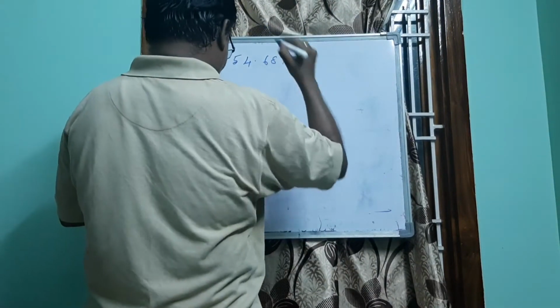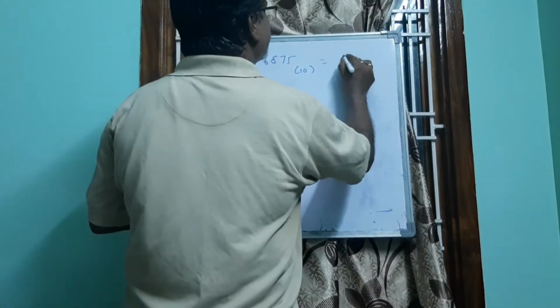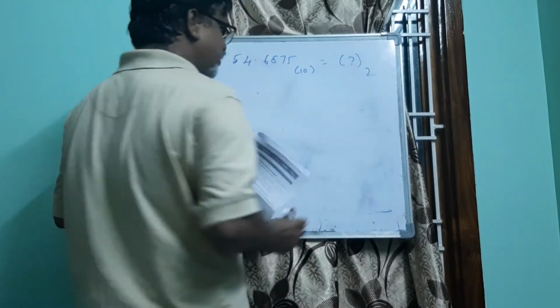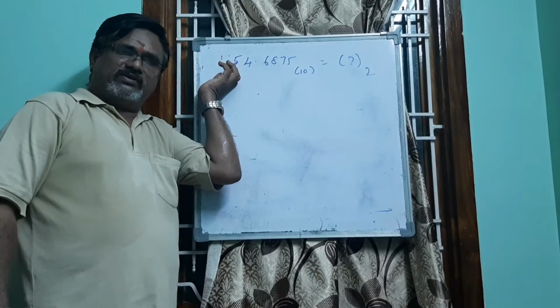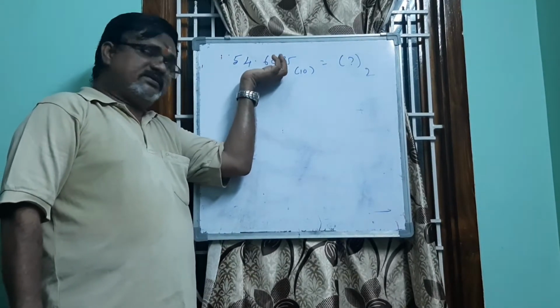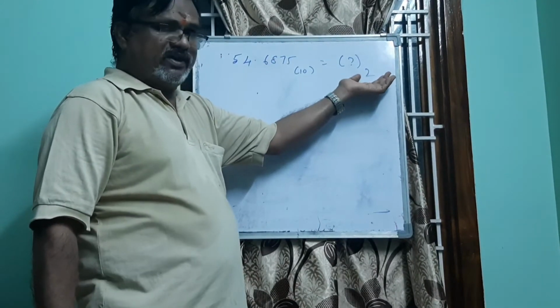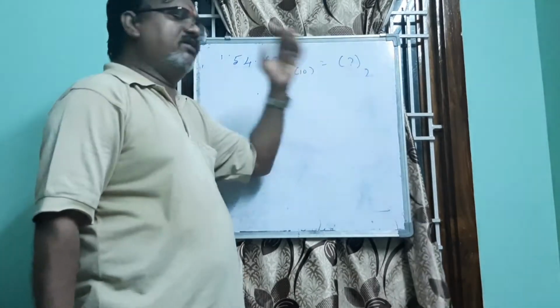54.6875 base 10 is equal to base 2. Here is a decimal number which contains both the integer as well as the fraction. How to convert that decimal number into the binary value, we check now.